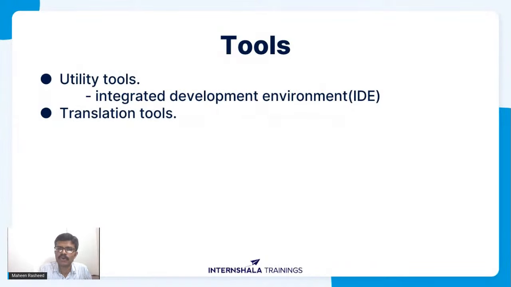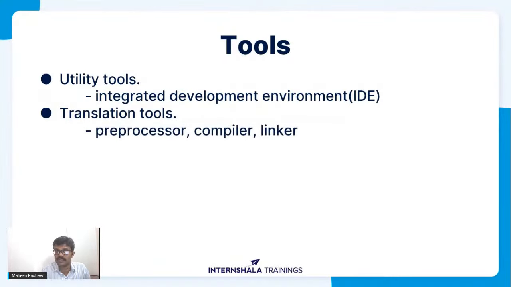We know that we write our code in high-level languages like C, C++, Java, and so on. But this language cannot be understood by the processor. It has to be translated to machine language. This translation process is done by translation tools. There are three translation tools. The first one is the preprocessor, the second is the compiler, and the third one is the linker.